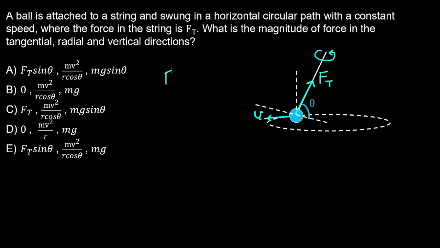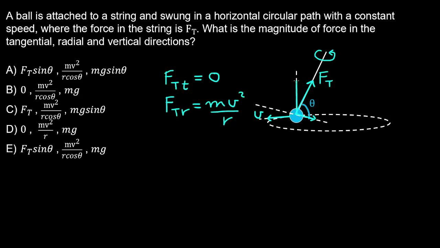Well, in the tangential direction, given that the speed is constant, the force has a magnitude of 0, and because this is a horizontal circular path, this force has a component pointing to the center of the circle. So in the radial direction, the magnitude of the force is the mass of the ball by the square of the speed on the radius of the circle.